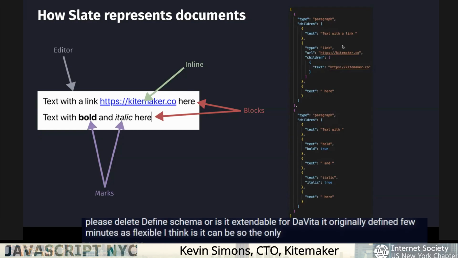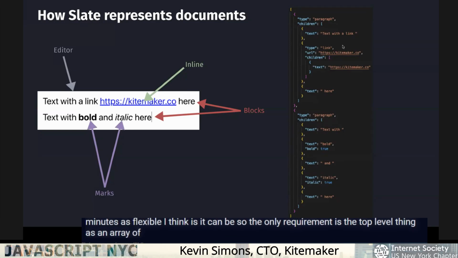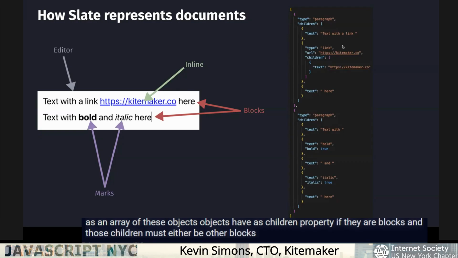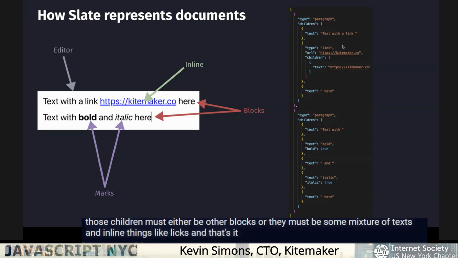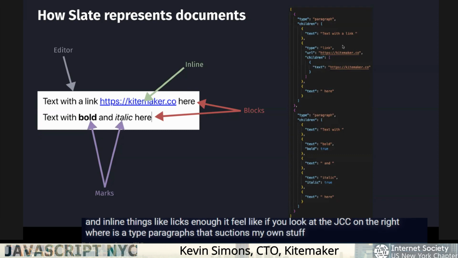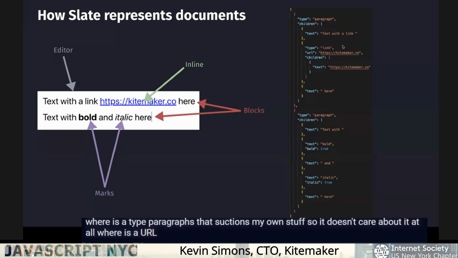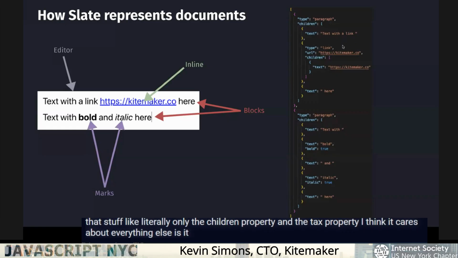So the only requirement is the top level thing is an array of these objects. And these objects have a children property if they're blocks. And those children must either be other blocks or they must be some mixture of text and inline things like links. And that's it. If you look at the JSON on the right where I say type paragraph, that's actually just my own stuff. Slate doesn't care about it at all. Where I say URL on the link or I say bold on the text, Slate doesn't care about any of that stuff. Literally only the children property and the text property are the things it cares about. Everything else is up to me, up to the developer. So it's super flexible. Awesome, thank you. No worries.